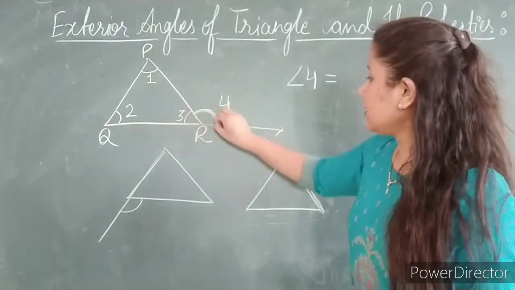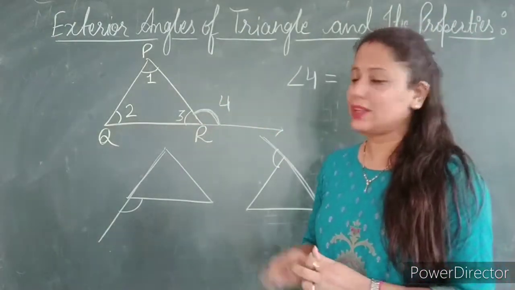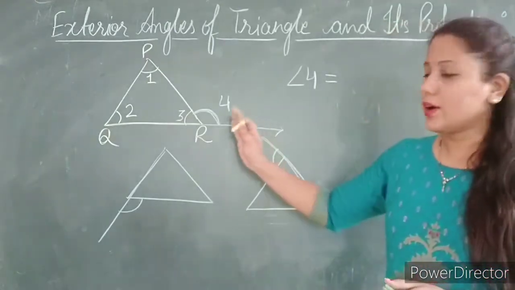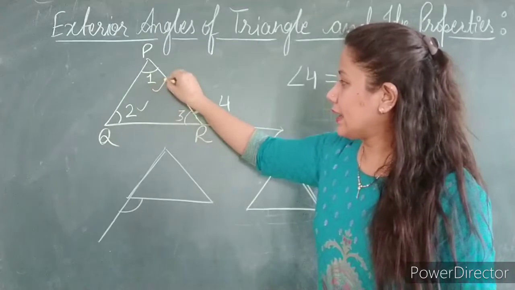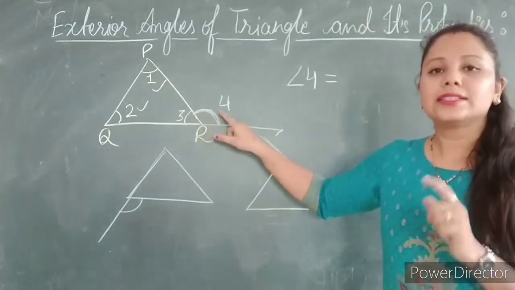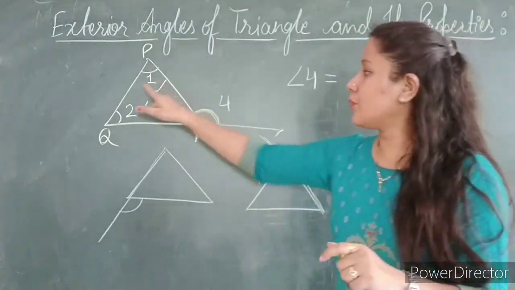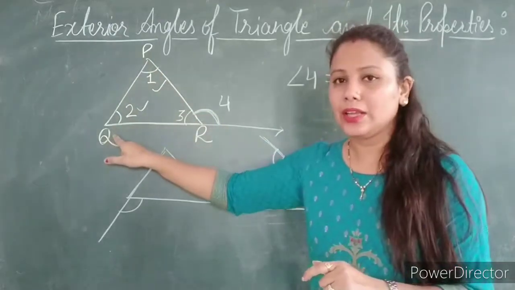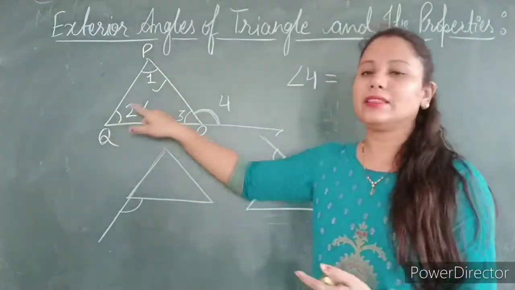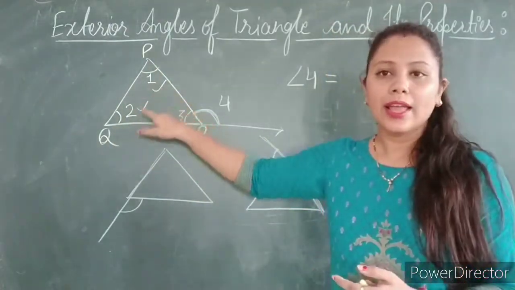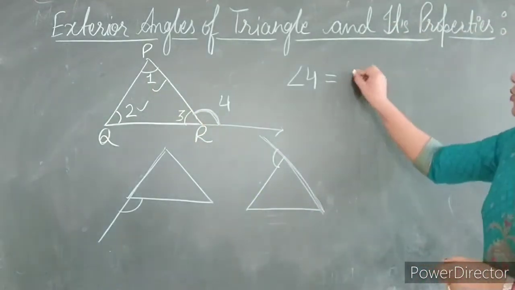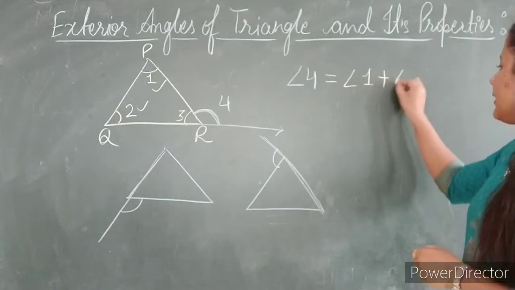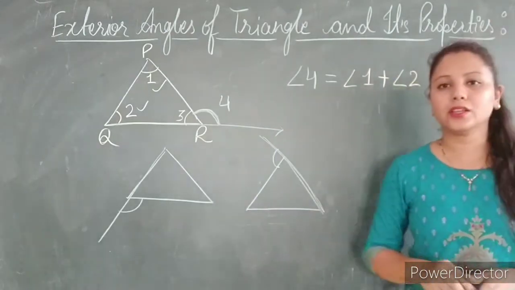So here angle 4 is your exterior angle. What are your opposite interior angles? Angle 2 and angle 1. The side that forms angle 4, its opposite side is PQ. Clear? And in PQ two angles are formed, angle 1 and angle 2. So angle 4 is equal to the sum of angle 1 and angle 2.